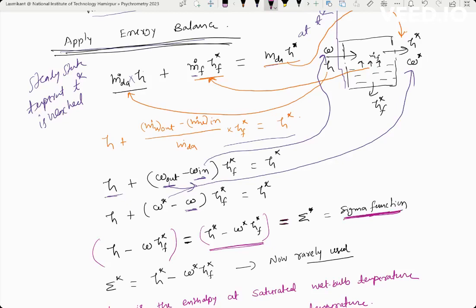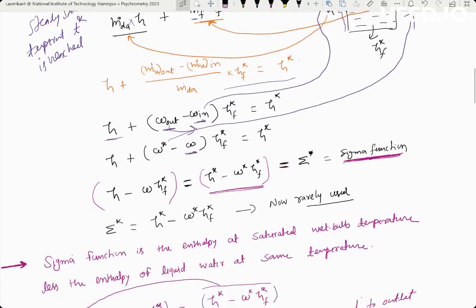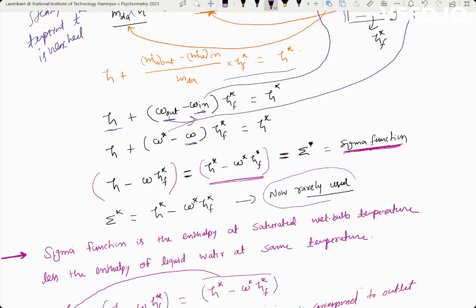So this H minus omega HF star is equal to H star minus omega star HF star is introduced as a new term that is called sigma function. This was used in earlier times when we used to evaluate the properties from the psychrometric chart, when software was not available for finding out the properties of moist air. Now we have a lot of software to determine the properties of moist air, so this term is rarely used. But if you want to draw the constant wet bulb temperature line, then we need to introduce this term because this is the basis to draw the constant wet bulb temperature line.